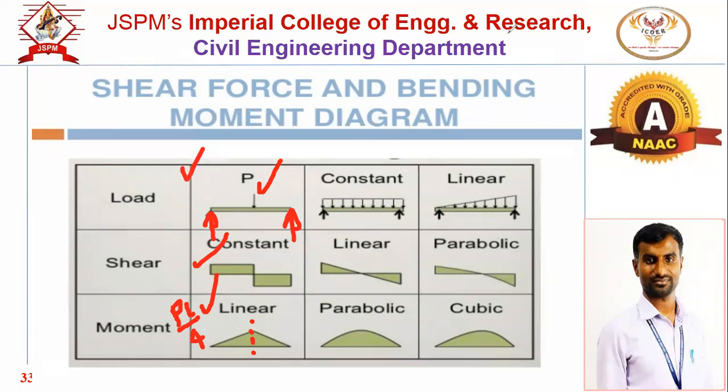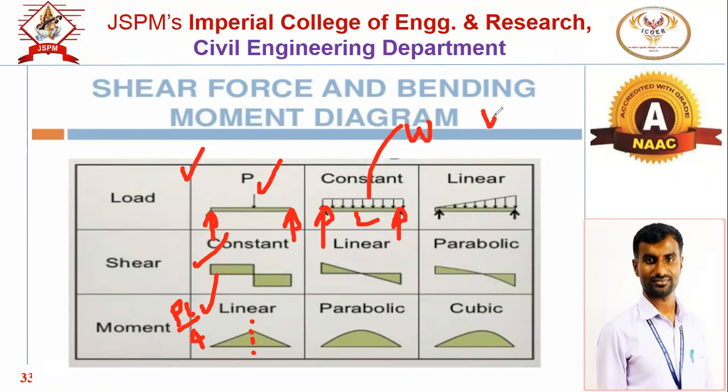This is the first standard case. Now second standard case, simply supported beam subjected to UDL on entire span. So in that case, suppose this UDL intensity is W and the length is L, then reactions at ends will be WL by 2.